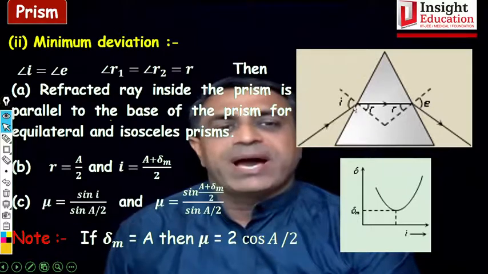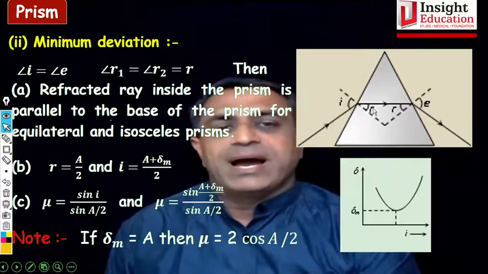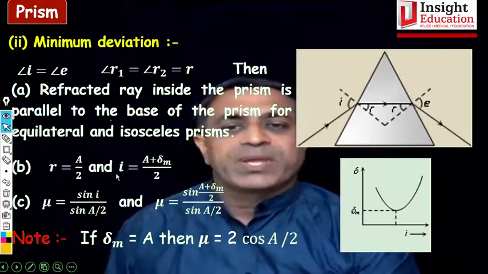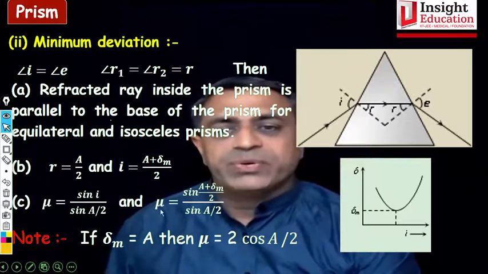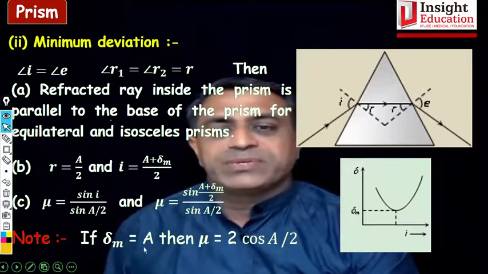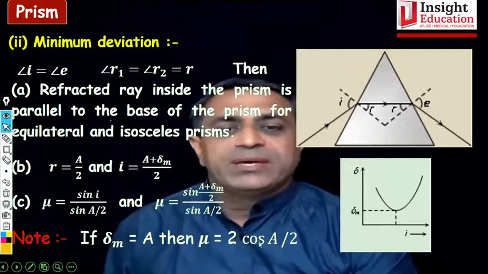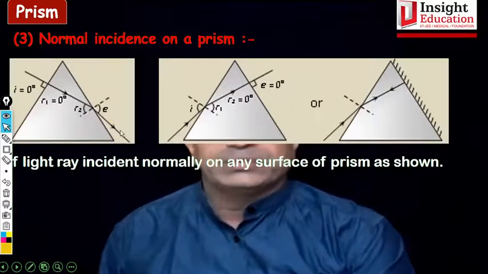For that, I is equal to E. Then what will R be? R is A by 2, and I is A plus delta M by 2. So mu is equal to sine of A plus delta M by 2 upon sine A by 2, so remember this equation. For a thin prism, delta M is equal to A into mu minus 1, and mu cosec A by 2.